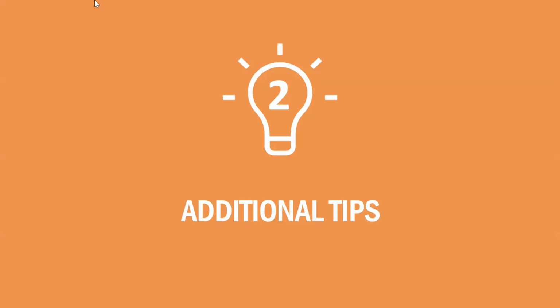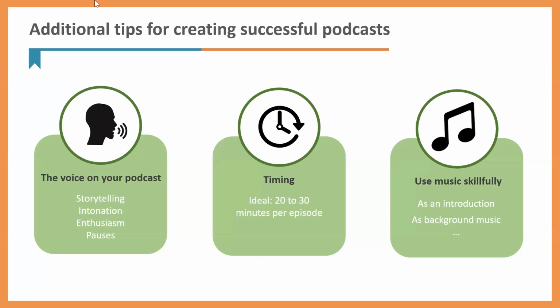Now, the second thing is the additional tips. In the additional tips, we have the additional tips for creating successful podcasts. These are extra things that we need to put across if we really need to come up with a successful podcast. Now, what is the first thing? We have the voice on your podcast. Here we have storytelling, intonation, enthusiasm, and then the pauses.